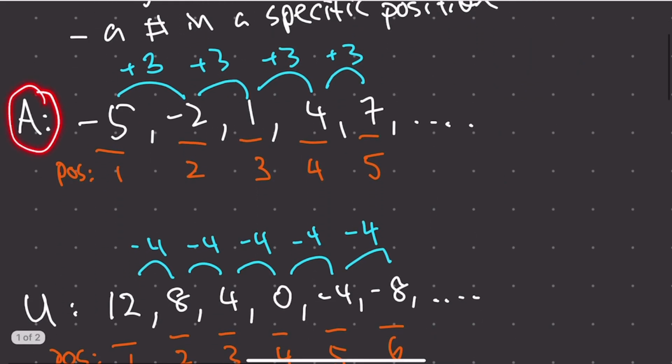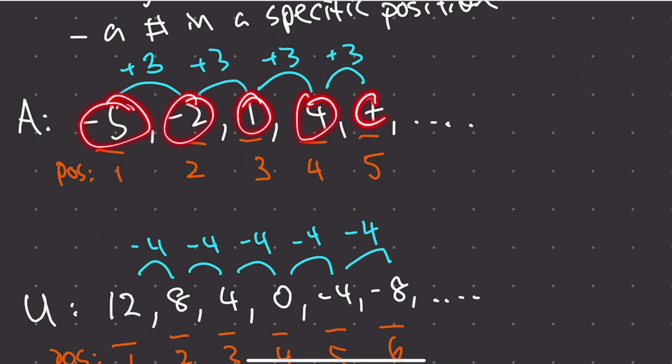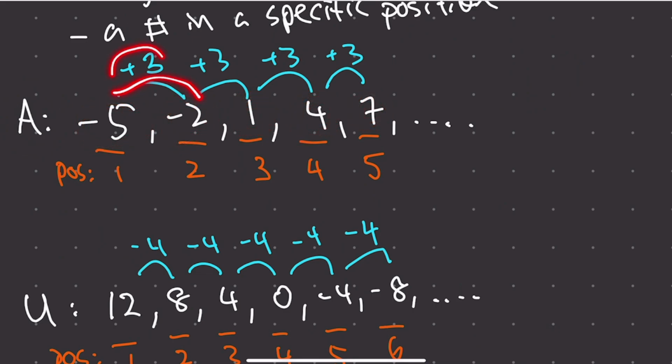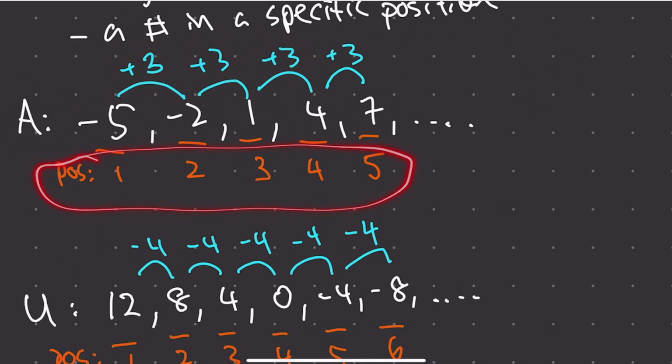Let's say I have a sequence called A. The numbers in this sequence are -5, -2, 1, 4, and 7. As you can see, the numbers are related by an addition of 3 every single time, and there's a specific position for each. In position 1, we have a value of -5 stored. In position 2, we have a value of -2 stored. In position 3, we have a value of 1 stored, and so on and so forth.